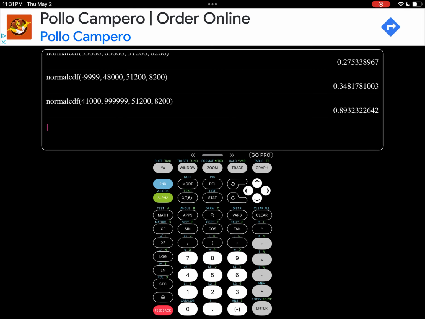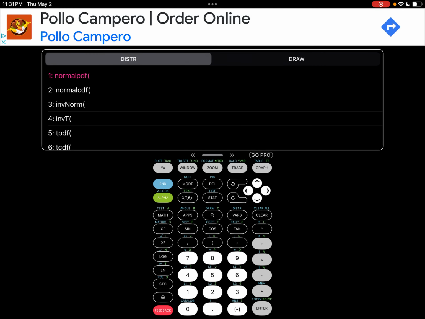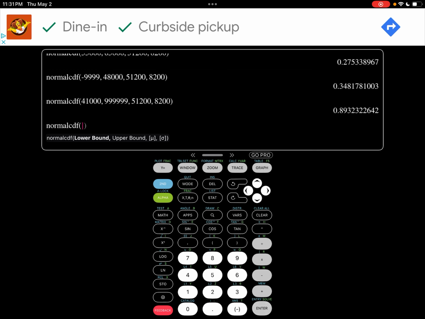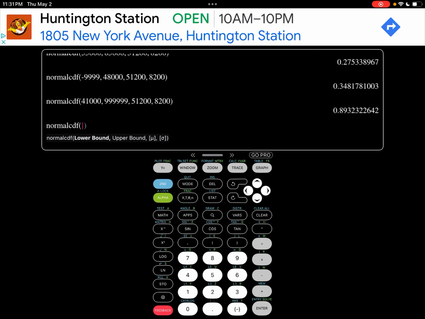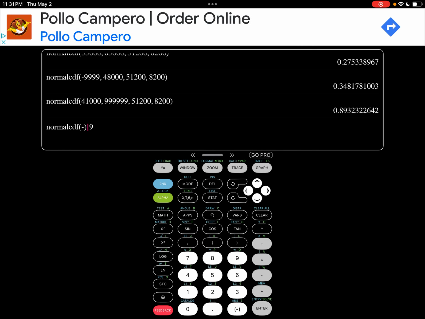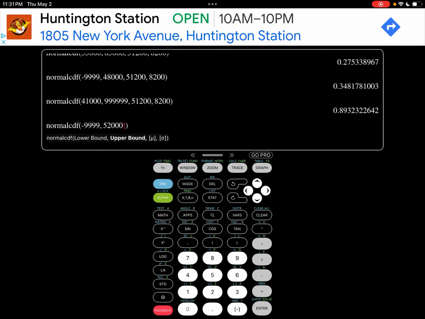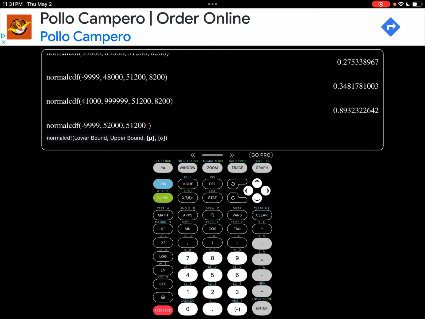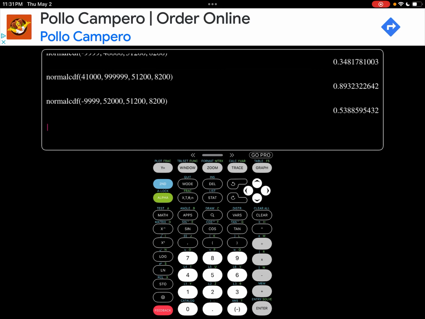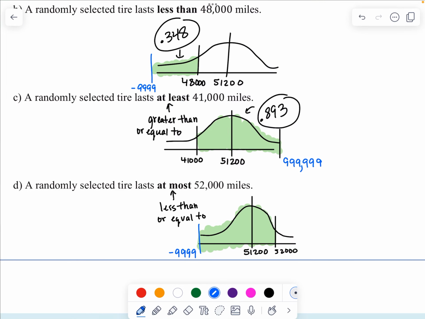So for this last calculation, second vars, choice 2, the lower bound, negative 9,999, comma, the upper bound was the 52,000, my average, and my standard deviation. 0.539. Okay.